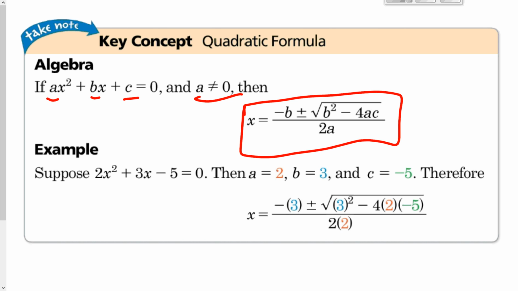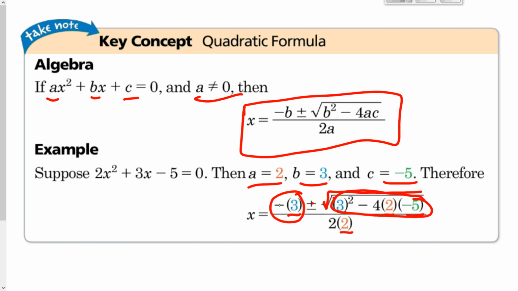Like this example right here. They identify what the a is, the b is, and what the c is, and then they plug those in to where they go. There's the b, there's the a, and then there's the c. And then you simplify this. You simplify the inside of this first, then you take the square root. Then you take your negative b and you add that square root. And the very last thing is you divide by 2 times your a.